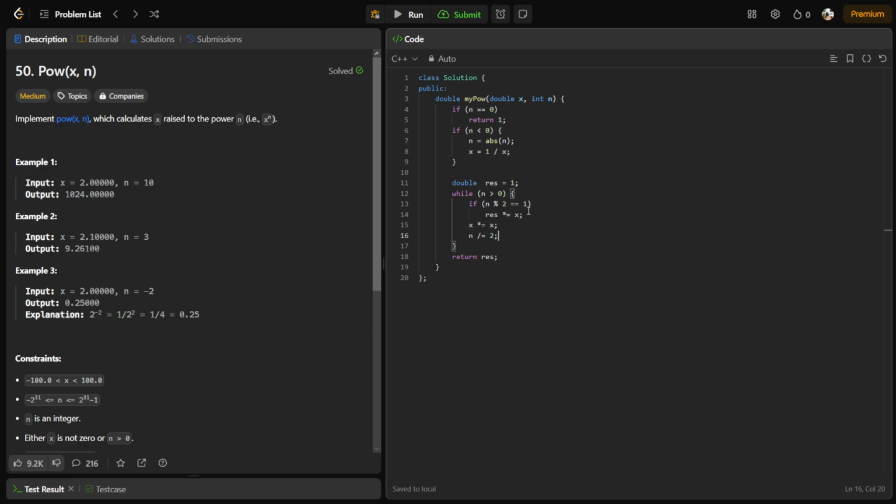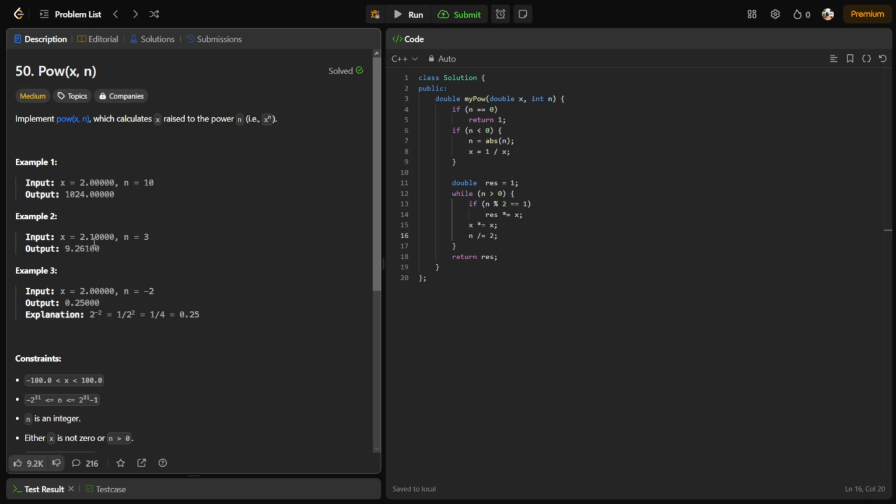LeetCode problem number 50, implement power. So this function, power, basically calculates x raised to the power of n, right? So here are some examples. Let's say x is 2, n is 10. So 2 to the power of 10 will be 1024.